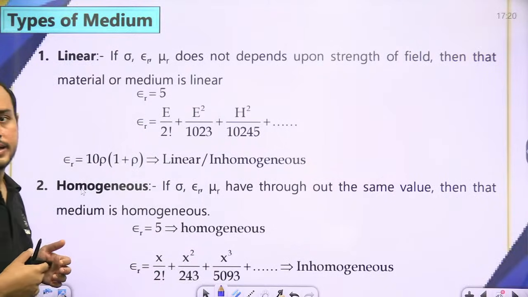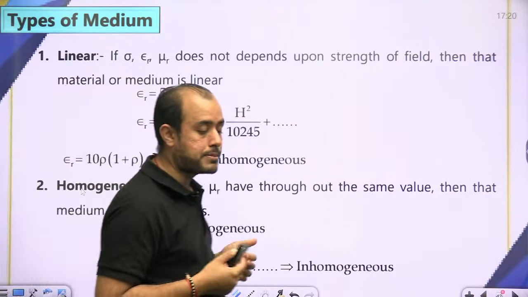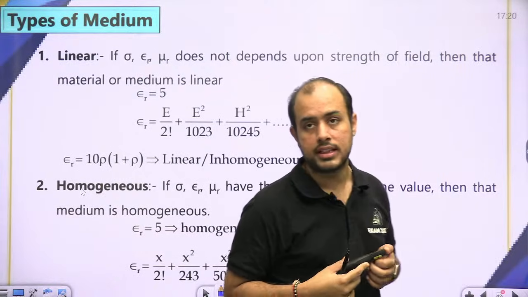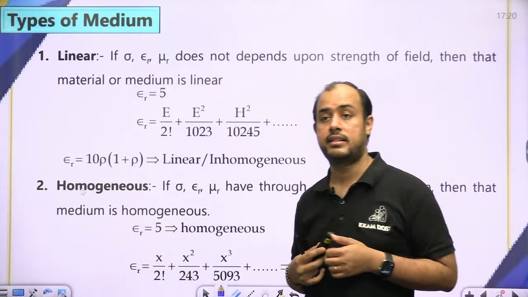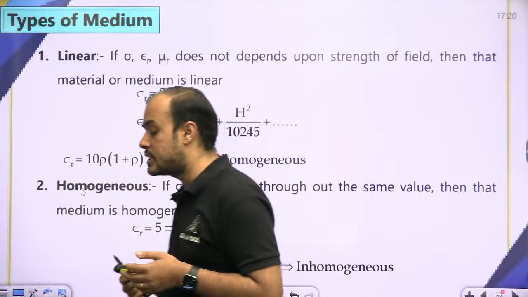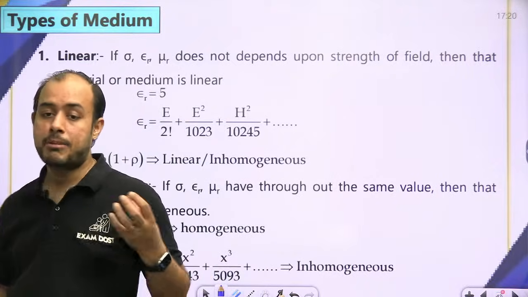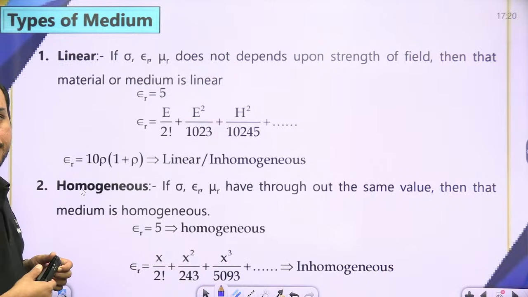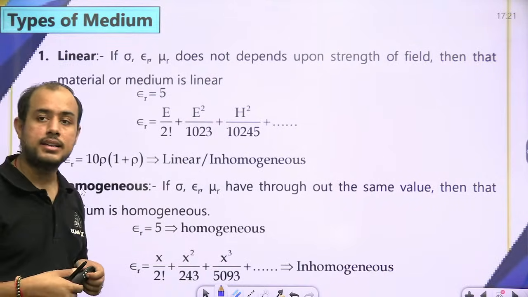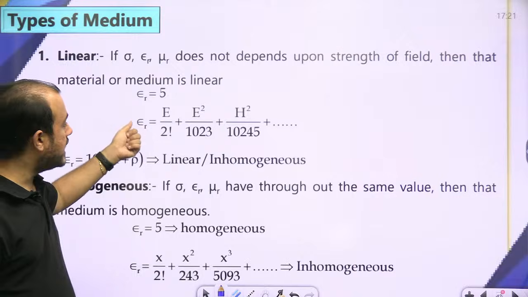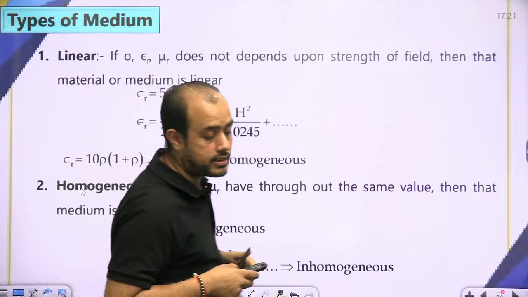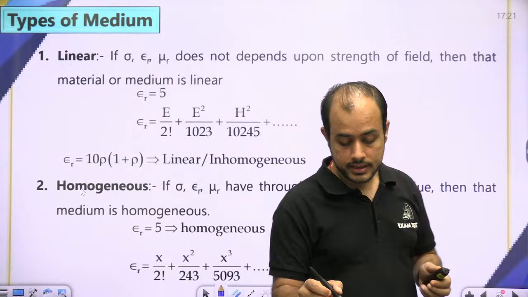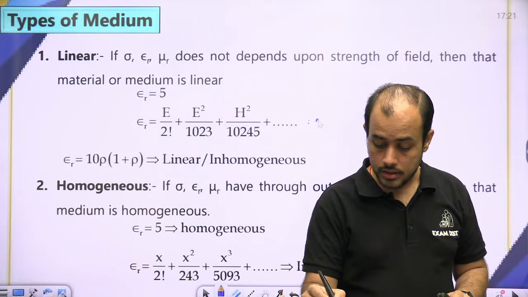लीनियर मीडियम माने बेटा where epsilon does not depend on the magnetic or the electric field. अगर epsilon या फिर mu आपके इलेक्ट्रिक और मैग्नेटिक फील्ड से इंडिपेंडेंट हो जाएं तो that is linear. But बेटा, when you talk about that epsilon depends on the electric or the magnetic field, then it is non-linear.